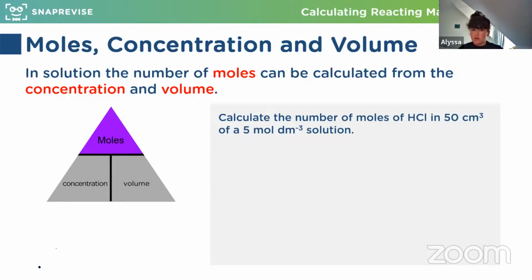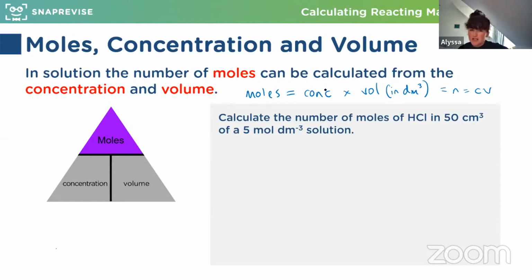If you prefer to use just an equation, then any one of the equations will do, but often moles equals conc times volume in decimeters cubed is one that we can remember. Moles equals conc times volume. Sometimes people remember it as n equals CV. That's quite easy to remember. But we have to make sure that our volume is in decimeters cubed because concentration is in moles per decimeter cubed.